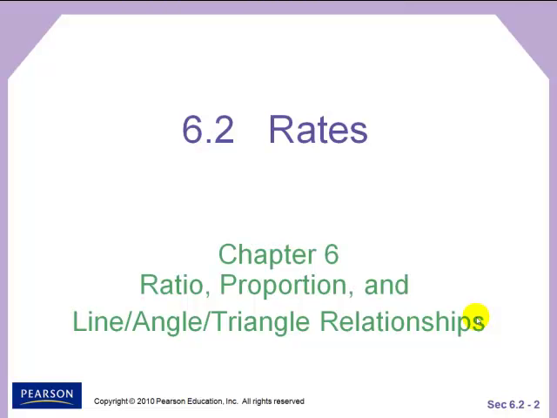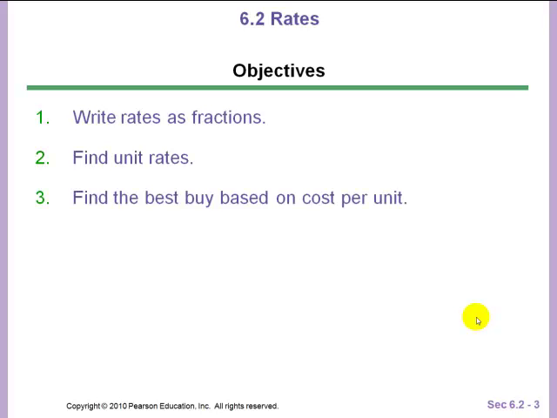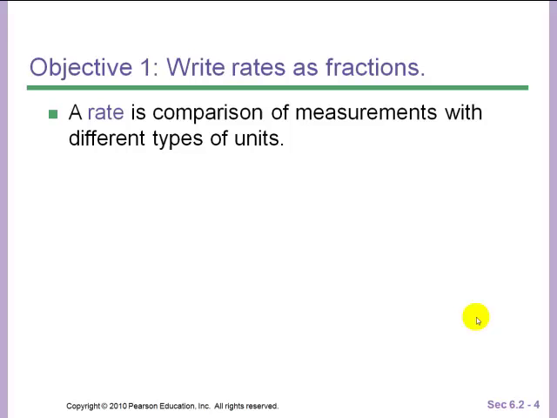Today we are doing section 6.2 Rates. Our objectives: 1. To write rates as fractions, 2. To find unit rates, and 3. To find the best buy based on cost per unit.